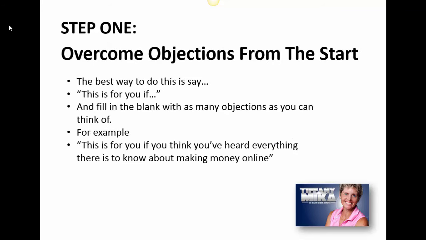Step 1, overcome objections from the start. Now the best way to do it is say something along this line. This is for you if. Okay, so this is the title that you'll actually be using. This is for you if. And then you fill in the blank with as many objections as you can think of. For example, this is for you if you think you've heard everything there is to know about making money online. That's an example.